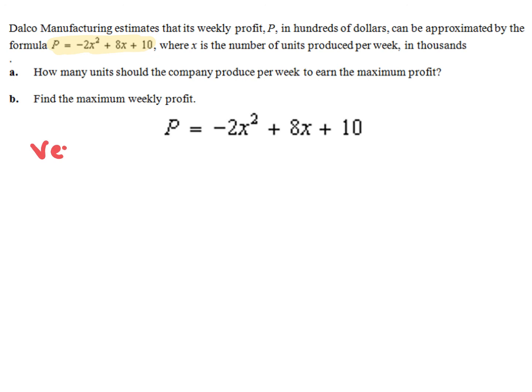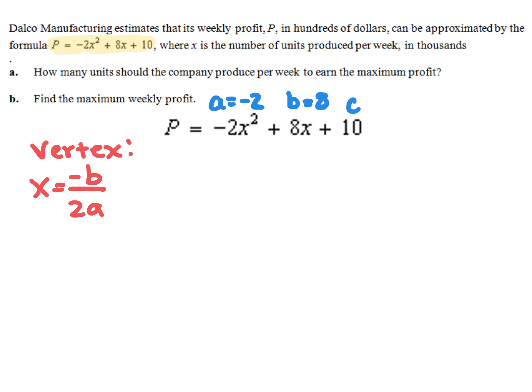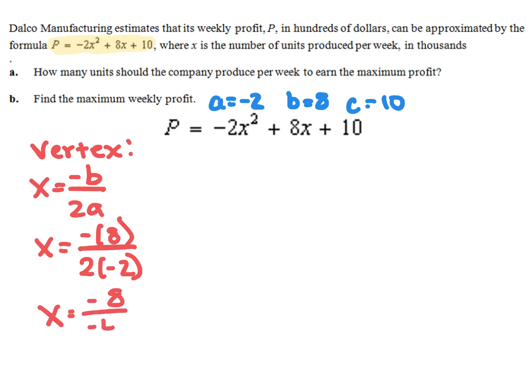So if we're calculating the vertex, the x-coordinate is negative b over 2a. Whatever is the first number is a, so a is negative 2, b is 8, and c is 10. So if we substitute, we'll have x equals negative times 8 over 2 times negative 2. Now if we multiply, x equals negative 8 over negative 4, so that gives us x equals 2.